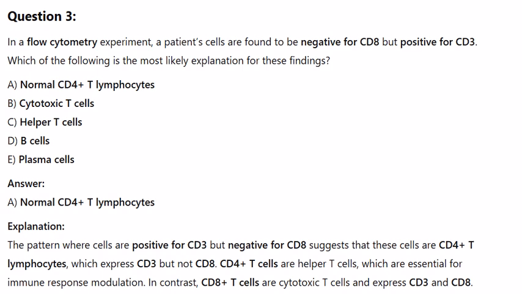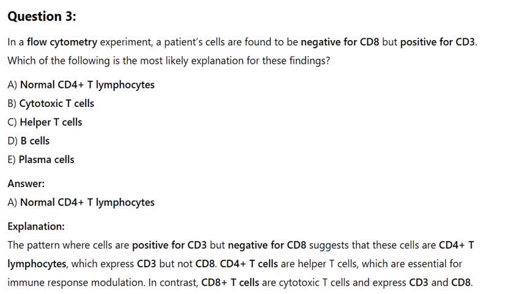Explanation. The pattern where cells are positive for CD3 but negative for CD8 suggests that these cells are CD4 plus T lymphocytes, which express CD3 but not CD8. CD4 plus T cells are helper T cells, which are essential for immune response modulation. In contrast, CD8 plus T cells are cytotoxic T cells and express CD3 and CD8.